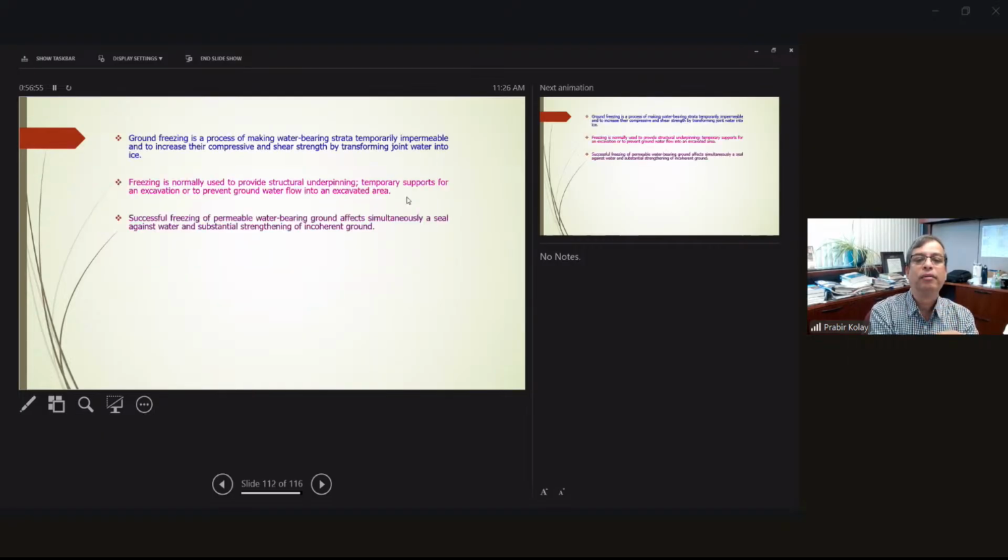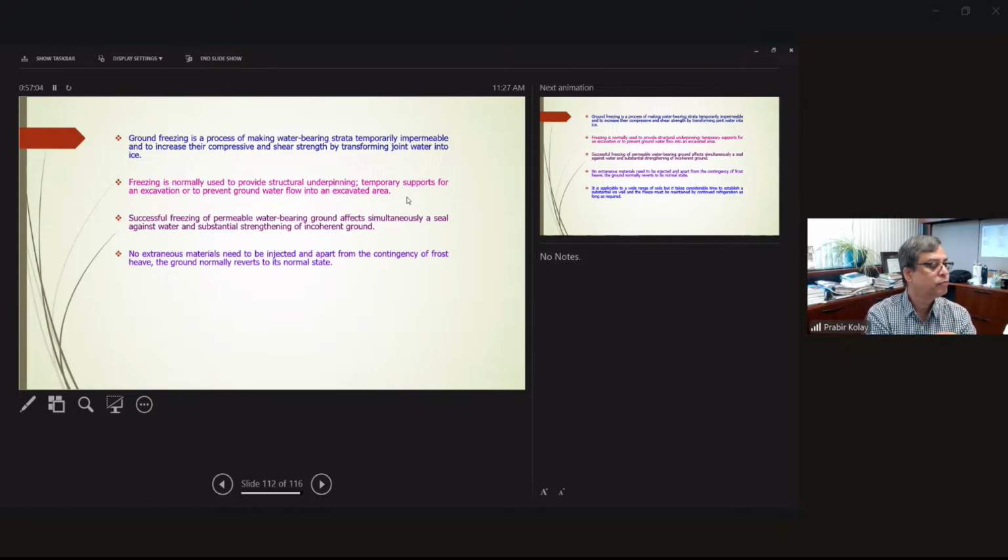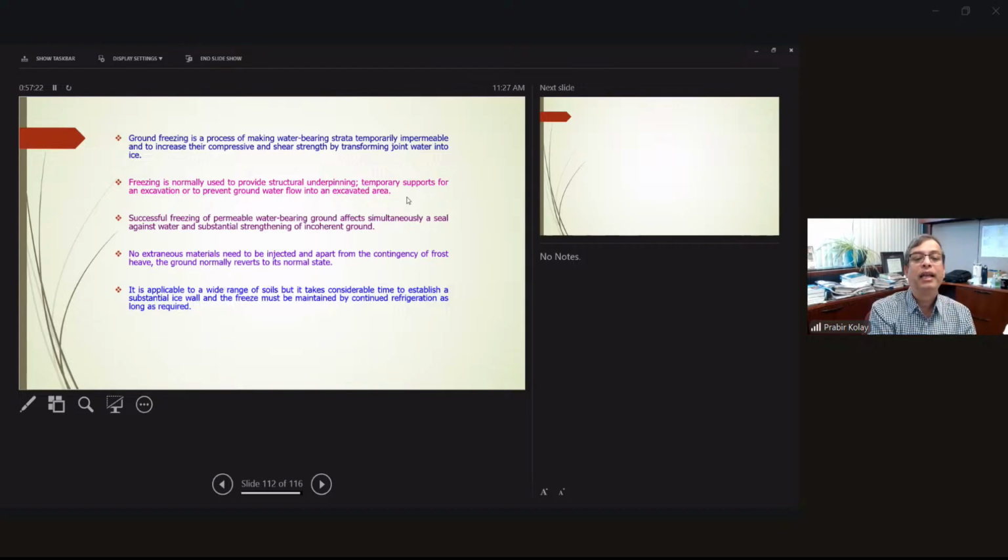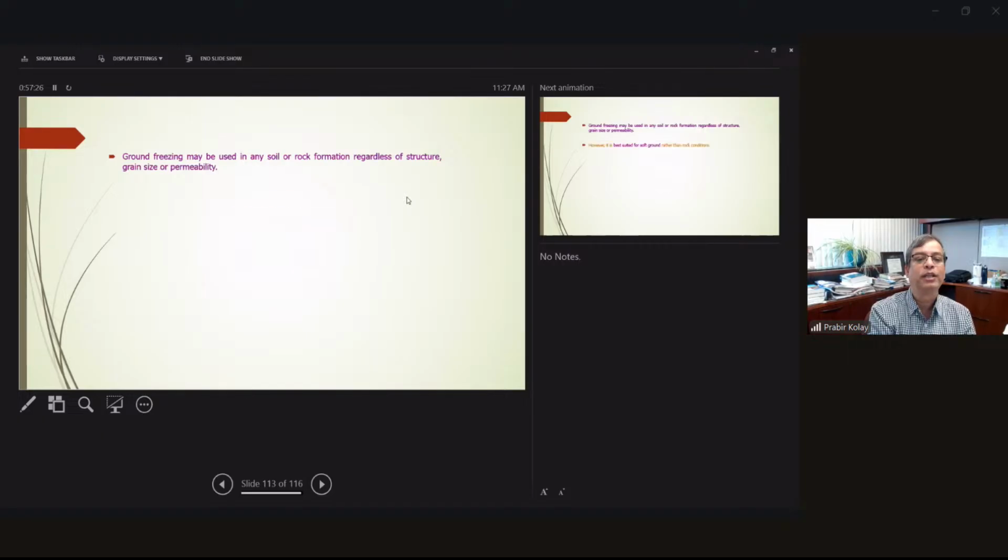Okay, so as I mentioned, this is the process of making water bearing strata temporarily impermeable. Freezing is normally used to provide structural underpinning, temporary support, and also no extra material is needed, because we are not doing anything. Basically, you're not adding chemicals, we just freeze that water. That's all. So nothing is required. No extra material. And it is normally used to provide structure. This is a different application, as I mentioned.